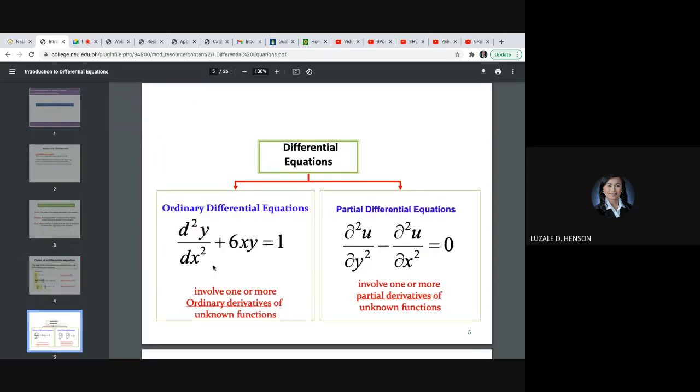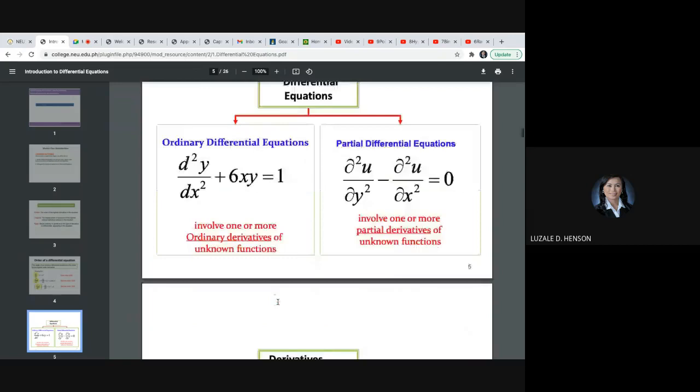Now, differential equations may also be classified into 2: ordinary and partial. So we have ODE and PDE. This is the symbol, and the inverted letter A is for the partial differential equation. So it's easy to distinguish between these two.